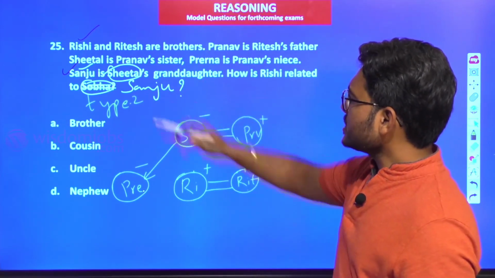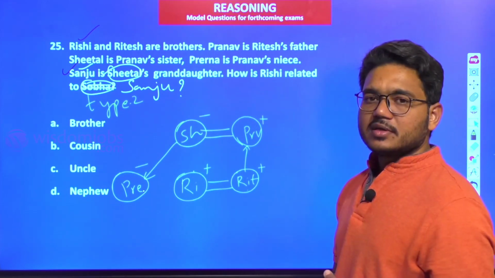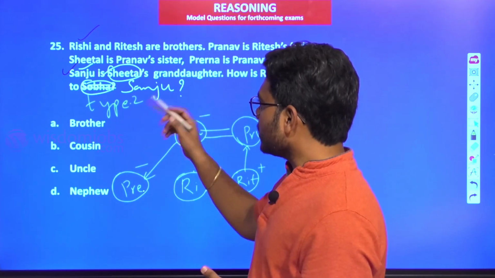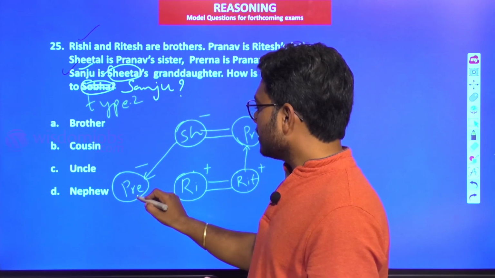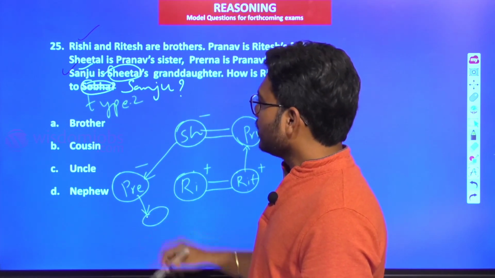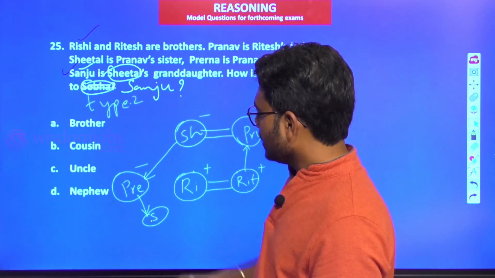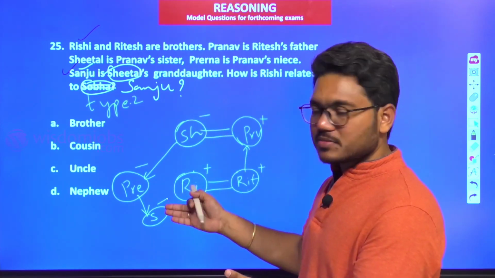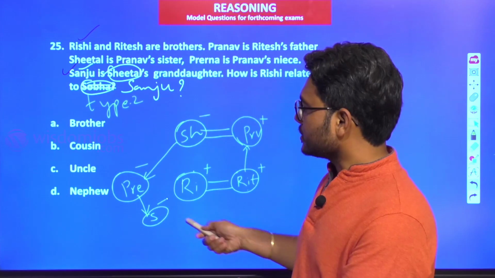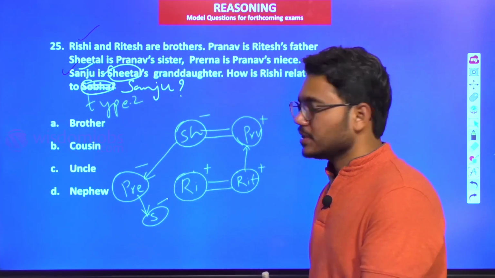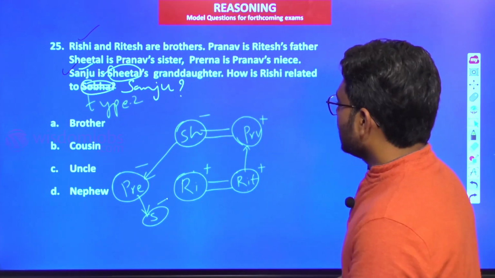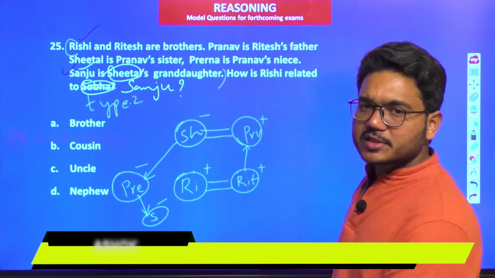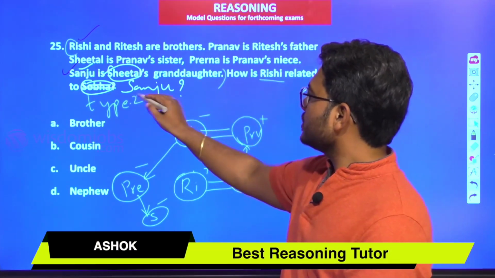Then what is given? Sanju is Sheetal's granddaughter, in the sense Sheetal has got daughter Prerna. Now Sanju is the granddaughter of Sheetal, so I'll just keep it as S, with the minus symbol for female. Yes, we have identified the relationship tree appropriately. Till this we can draw the relationship tree. Now identify from this tree how Rishi is related to Sanju.